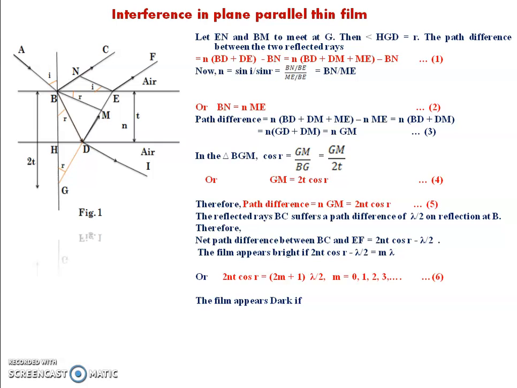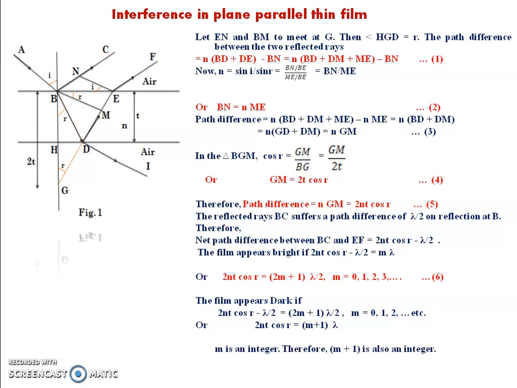Now the film appears dark if the path difference 2NT cos R minus lambda by 2 is equal to (2M plus 1) into lambda by 2. Or 2NT cos R can be written as (M plus 1) into lambda, where M is an integer, therefore M plus 1 is also an integer. So at last we can write that 2NT cos R is equal to M into lambda, where M is equal to 0, 1, 2, 3, 4, etc.